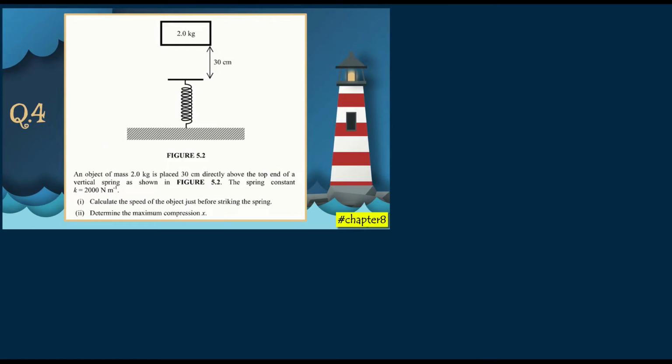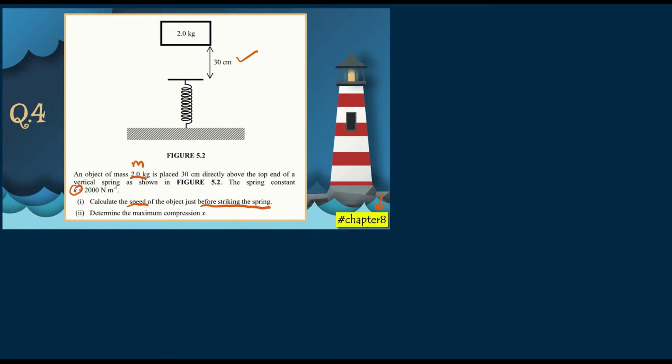Okay, the first question. We'll do revision on chapter 5, work, energy and power. An object of mass 2 kilograms is placed 30 cm directly above the top end of a vertical spring. The spring constant is equal to 2000 Newton per meter. Calculate the speed of the object just before it strikes the spring.